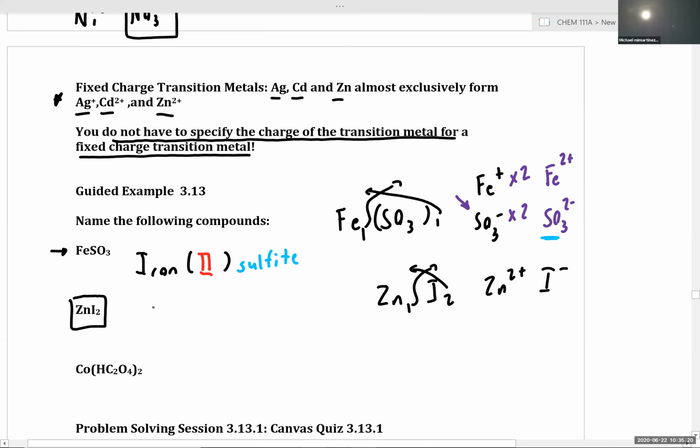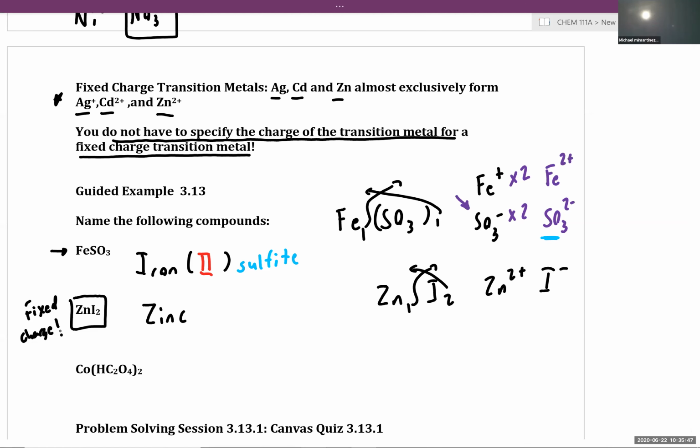So in naming this compound, we'd write the name of our cation. Do I need to put the charge? Do I need to include a Roman numeral? No, because zinc is a fixed charge transition metal. This is a common trick question that you'll see on ACS exams.